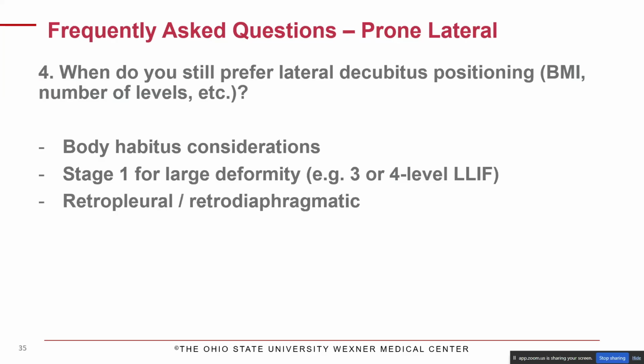position. And then retropleural and retrodiaphragmatic approaches to the spine, I will still do lateral decubitus. We're talking about the lower thoracic spine, or in some cases the thoracolumbar junction. I will still do these lateral decubitus. It involves taking down the rib and working in a different plane than we talked about earlier. And then finally, lateral corpectomy I definitely still do in the lateral position.